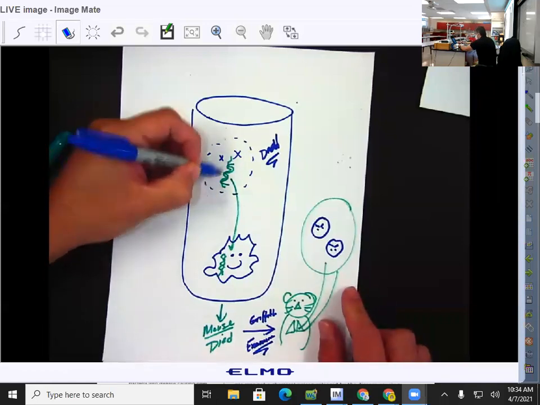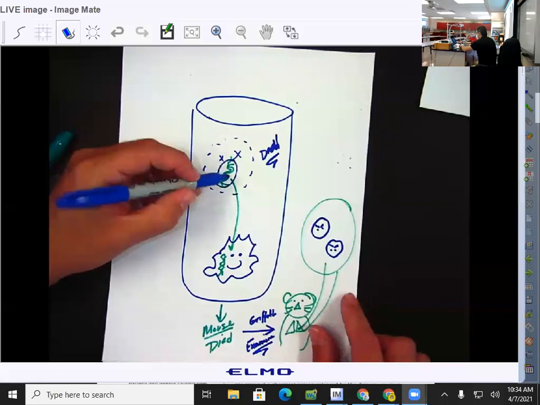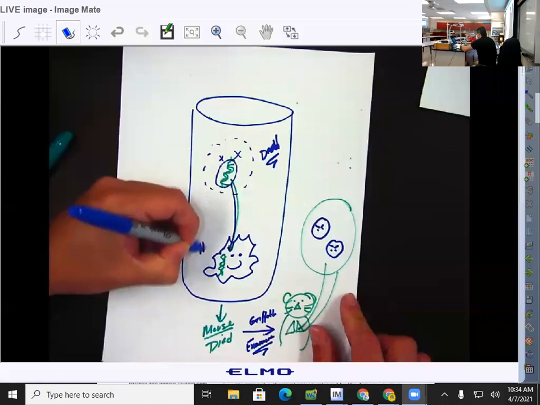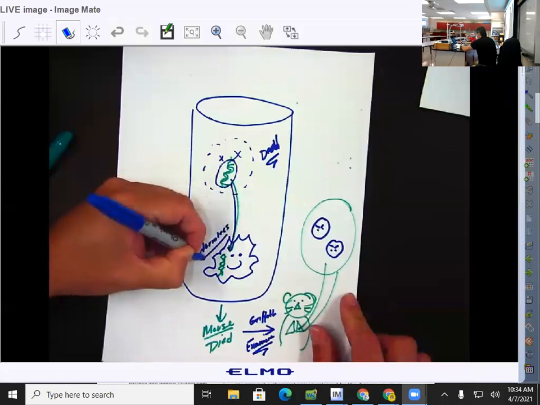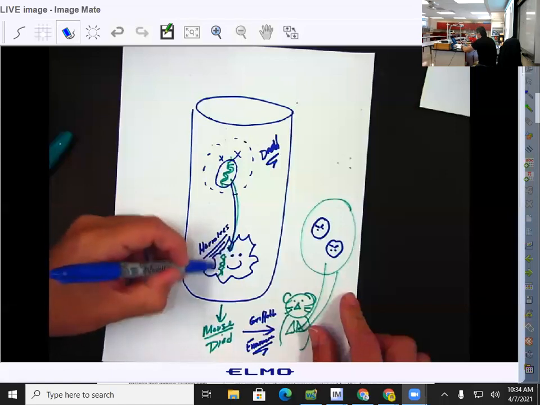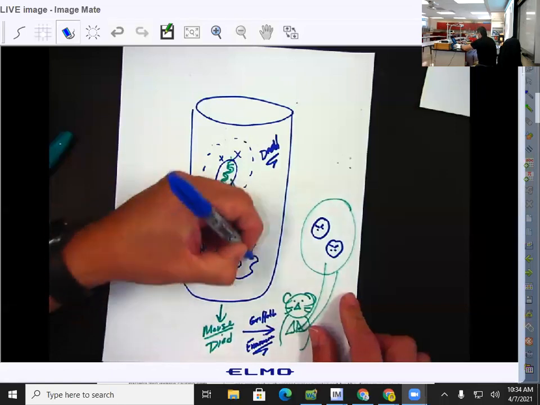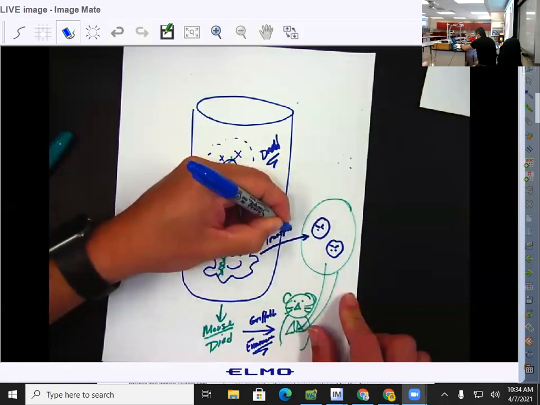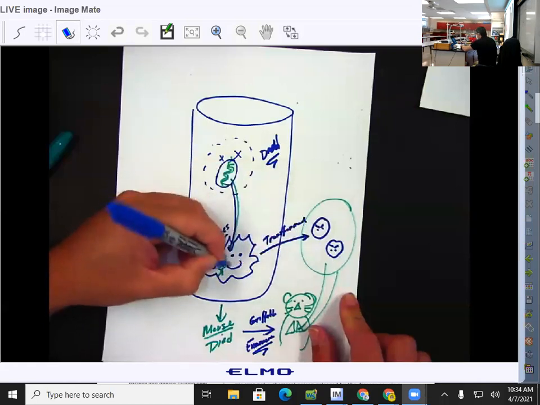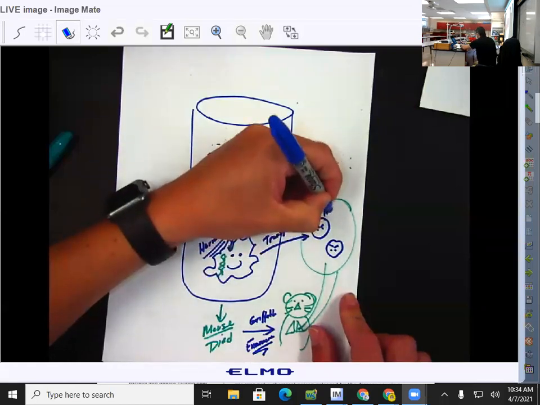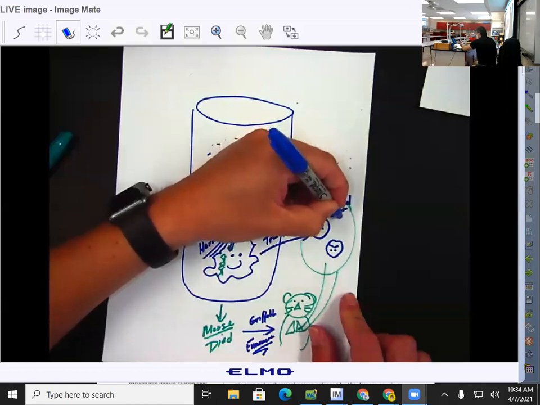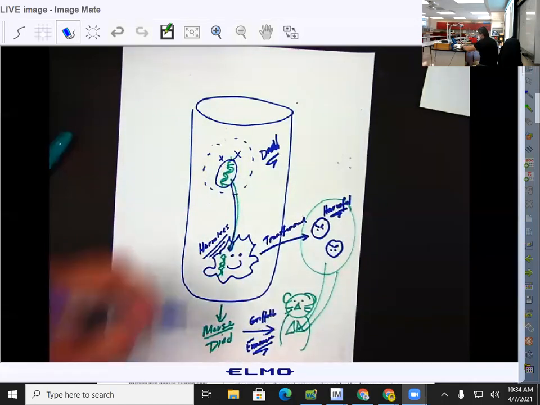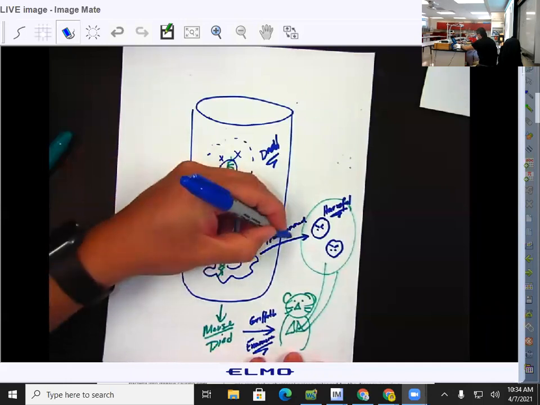Exactly. So remember, somehow Griffith realized that there must have been something that got transferred to the harmless bacteria. And then this DNA that got transferred transformed these harmless bacteria into harmful bacteria. And that's why the mice died, because the DNA transformed.